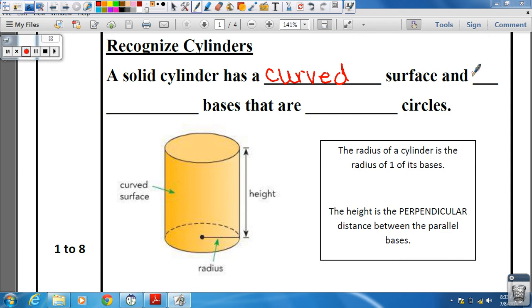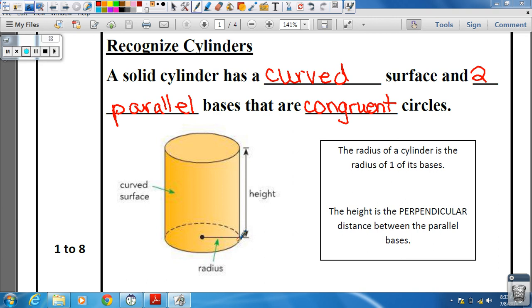and two parallel bases. These bases are congruent circles. And we must remember that congruent means the same size. The radius of a cylinder is the radius of one of its bases. So if I look here, I look at one of the bases. Remember, a radius goes from the center to the outside edge.